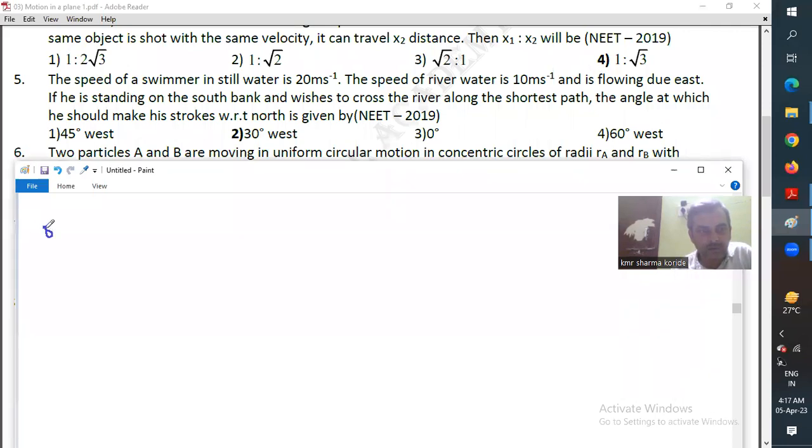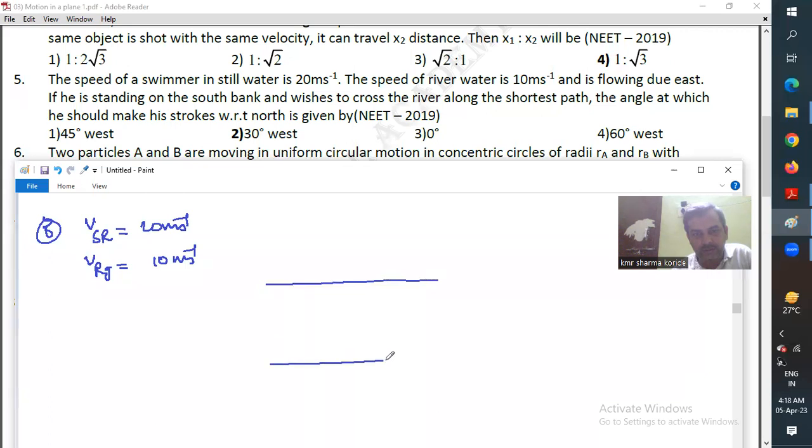Moving to question number 5. The speed of a swimmer in still water, so it means Vs is given as 20 meters per second. The formula explanation is done in the previous videos of motion in a plane. The speed of river water is 10 meter per second. So this is going to be VRG, 10 meter per second, flowing due east. Due east means from left to right. So this is the width of the river. VRG is equal to 10 meter per second.